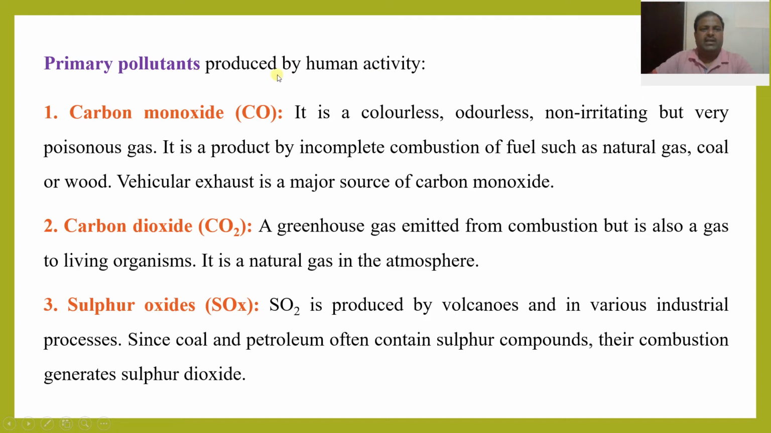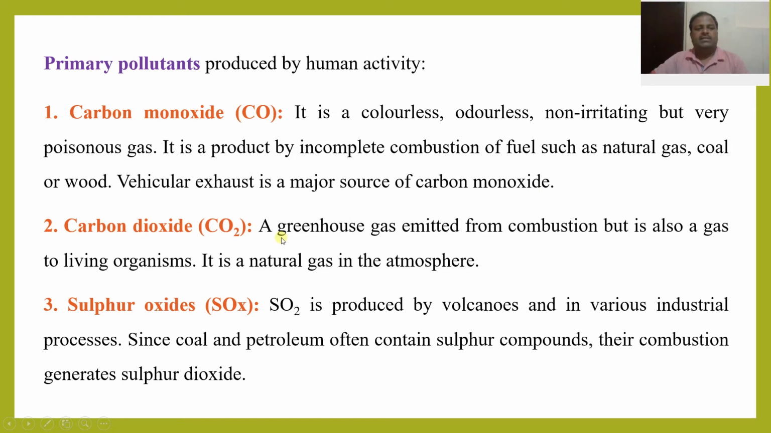So next, primary pollutants produced by human activity. Number one, carbon monoxide. Carbon monoxide is a colorless, odorless, non-irritating but very poisonous gas. It is a product of incomplete combustion of fuel such as natural gas, coal or wood. Vehicular exhaust is a major source of carbon monoxide.